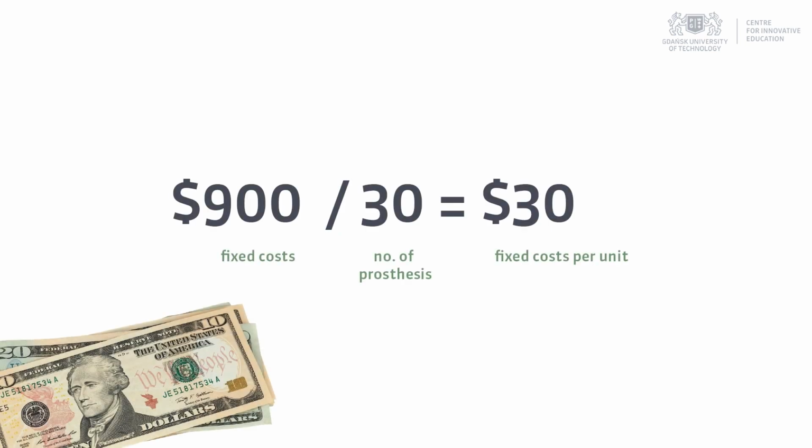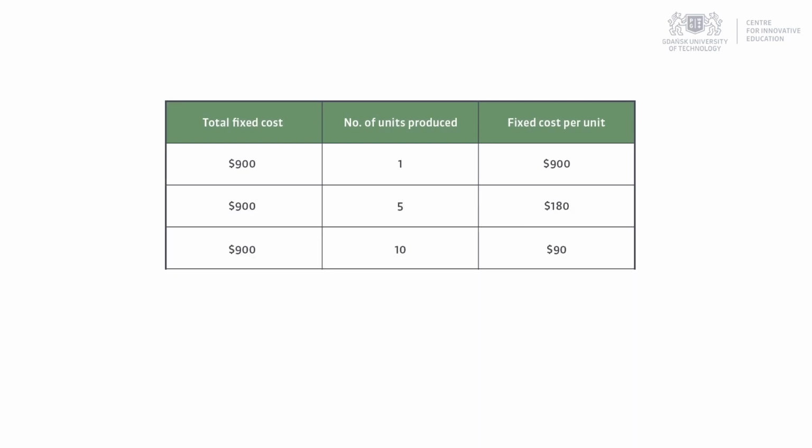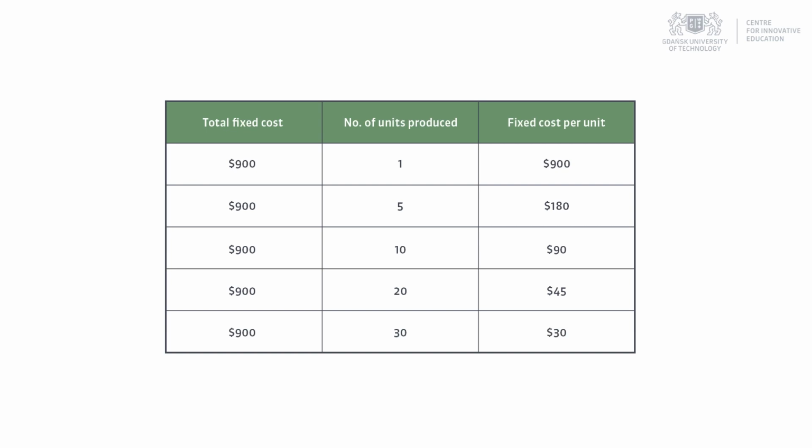Assuming you are using your printer to its full capacity, the fixed cost per unit will be $30. If you use only part of the printer's production capacity, your fixed cost per production unit will look like this. As you can see, the worst thing is to have a printer that can produce 30 prostheses a month and print only 1, because the fixed cost per unit is the highest.